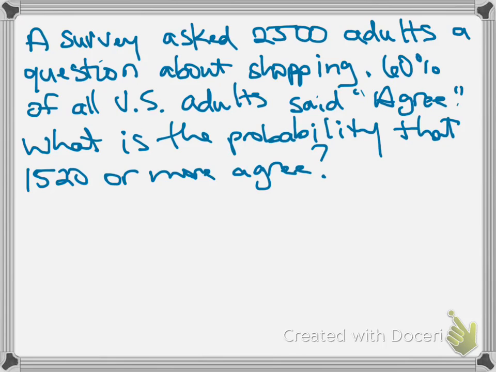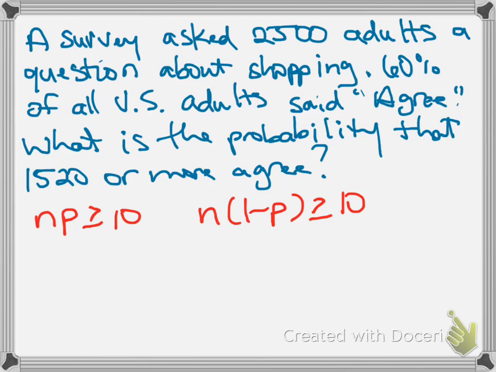Now, this is an awfully large sample. We really don't want to have to calculate each and every individual probability from 1,520 all the way up to 2,500 for our binomial setting. So instead, what we can do is see if the normal approximation would be appropriate here. So first off, we need to confirm that n times p is greater than or equal to 10, and n times 1 minus p is also greater than or equal to 10, just so that we can be sure that it would be appropriate to use the normal approximation here.